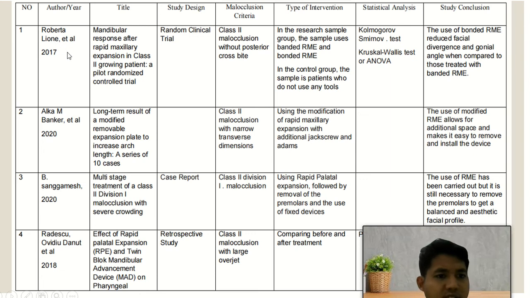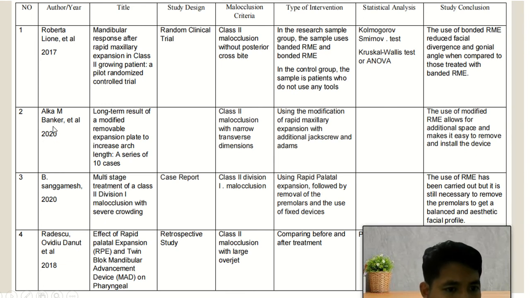First, Roberto Leone et al., with the title Mandibular Response After Rapid Maxillary Expansion in Class 2 Growing Patients, a pilot randomized controlled trial. Malocclusion criteria: class 2 without posterior crossbite. Type of intervention: in the research sample group, the sample used bone-borne RME and tooth-borne RME. In the control group, the sample was patients who didn't use any tools. Conclusion: the use of bone-borne RME reduces facial divergence and gonial angle when compared to those treated with tooth-borne RME.